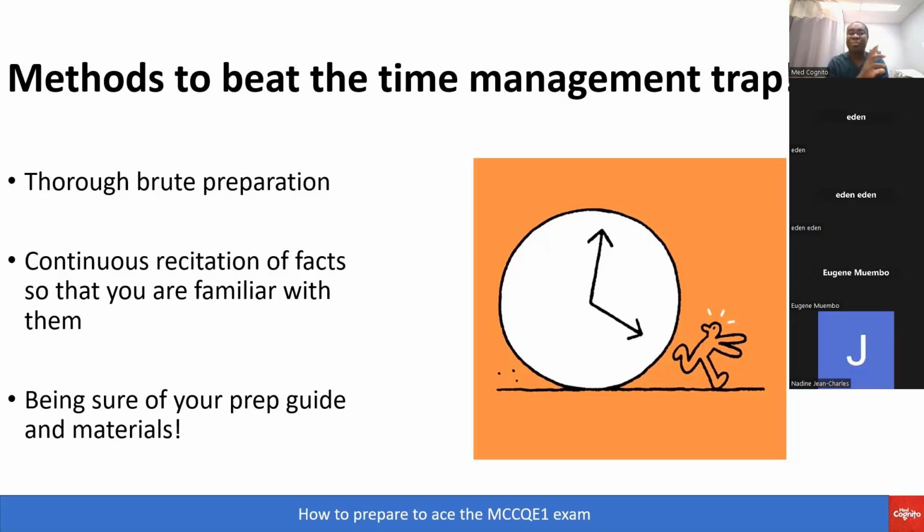And then being sure of your prep guide and your materials. And for me, that is the solution. When you are sure that every MCCQE1 objective is cleared, then you know that you're on the right path. And I'm going to show you the MCCQE1 objectives you need to review before your exam.